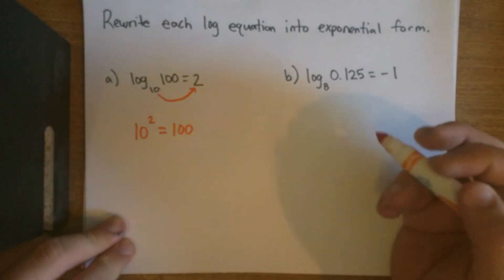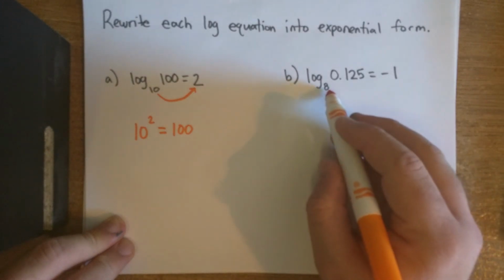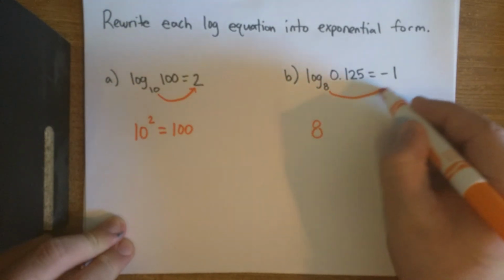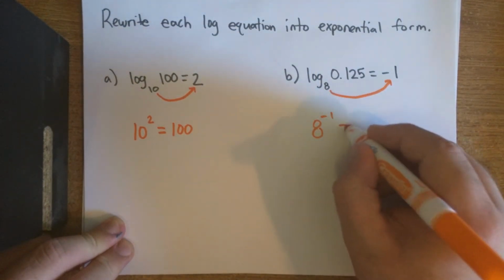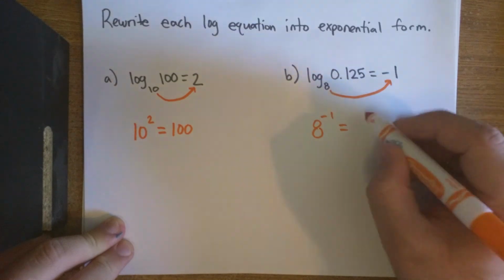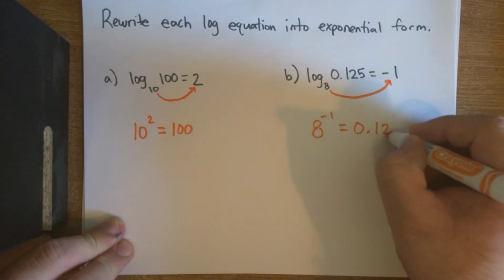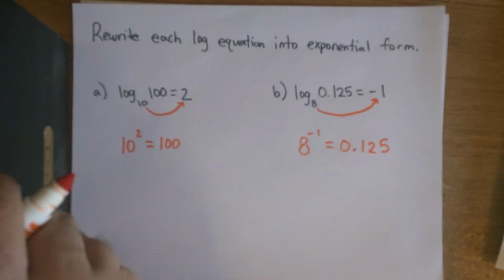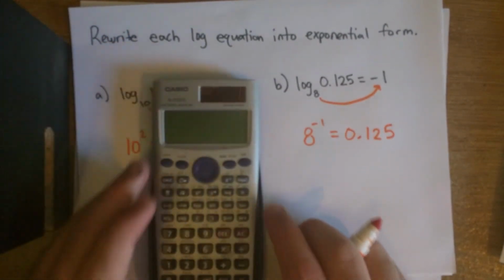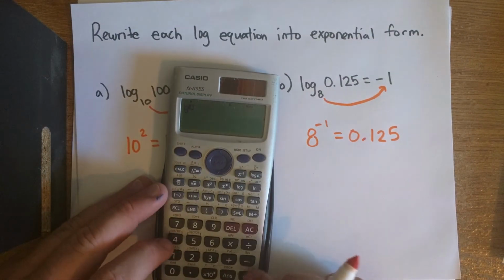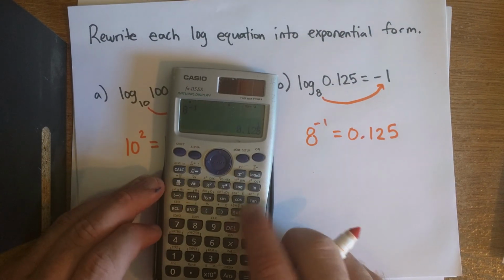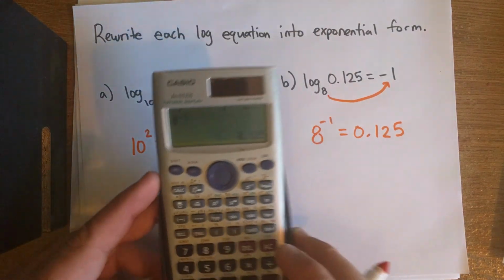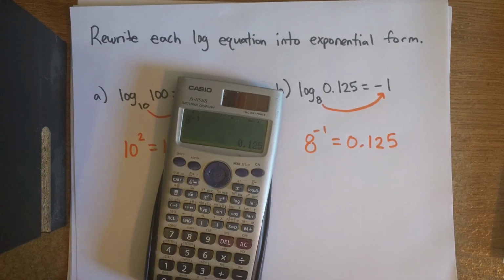All right, let's try this one out. So my base of my logarithm is 8. That means I should have a big 8 here, to the power of what? -1. Equals the big number right here, which is 0.125. Oops, sorry. And again, you can verify that if you want. 8 to the power of -1 is 0.125. Well, there you go.